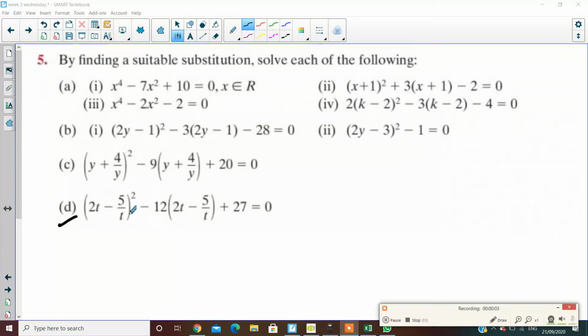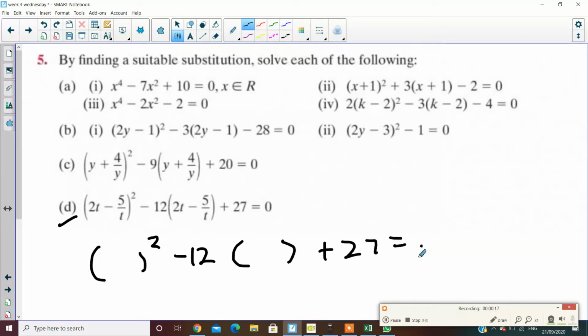Now, lads, these ones here, you're best to do them by placeholder variables. What I mean by a placeholder variable is something like this: bracket squared minus 12 times the same bracket plus 27 equals 0. Why don't you just replace it with a regular letter, any letter of your choosing? I'll just say let x be equal to 2t minus 5 over t.